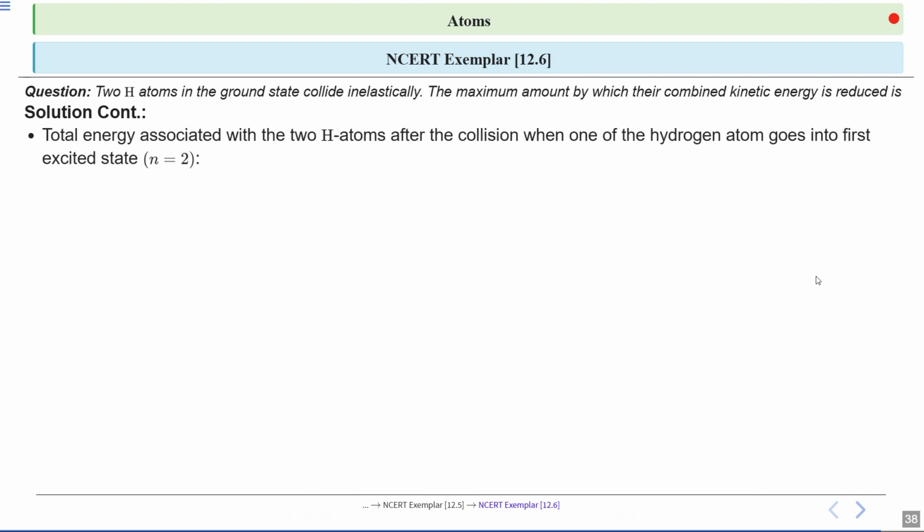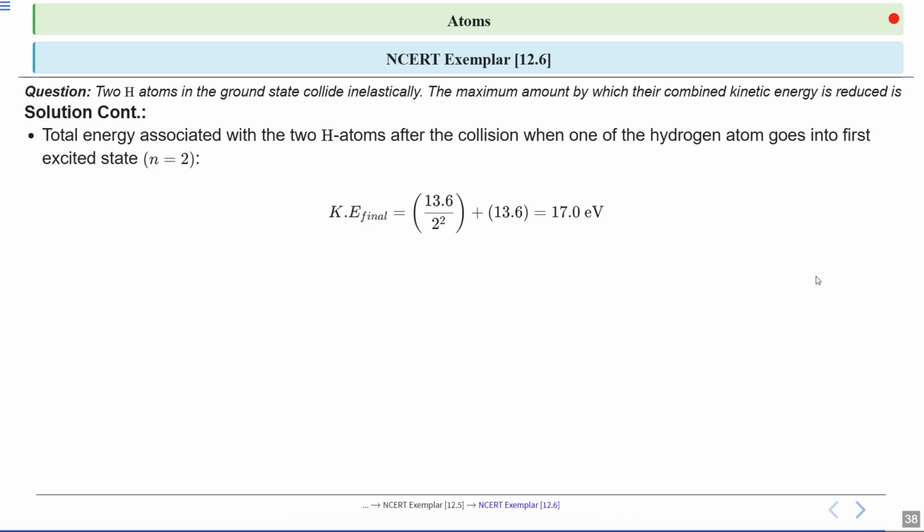First, let's consider what happens after the collision. Suppose one hydrogen atom is excited from the ground state to the first excited state, which is the n equals 2 level. The total energy after the collision will be the sum of the energies of both atoms, one in the excited state and one still in the ground state. Now let's calculate the final energy. The energy of the hydrogen atom in the first excited state, n equals 2, is minus 13.6 divided by 2 squared, which is minus 3.4 electron volts. The other atom remains in the ground state at minus 13.6 electron volts.